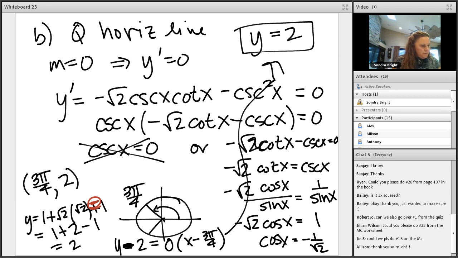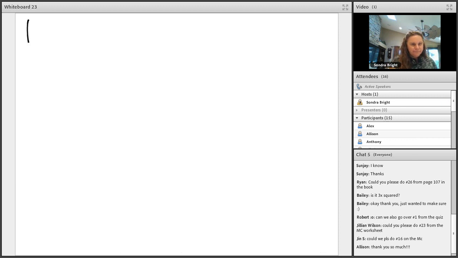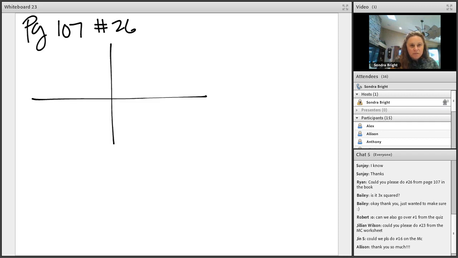The graph of the function shown here is made by line segments joined end to end. Graph the function's derivative. Okay. Page 107, number 26. I hate drawing on here, it's the worst. It looks like we go from here to here, and then from here to here, and then like that, and then like that.